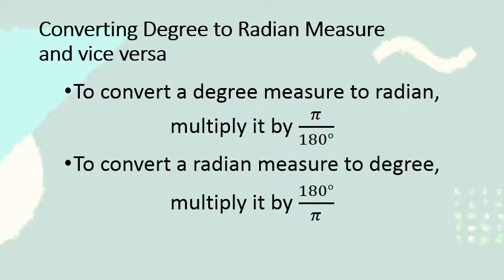Okay. So to summarize, for the conversion of measures from degree to radian and vice versa, we convert degree measure to radian measure by multiplying the given number by pi over 180, and the reverse process, which is to convert the radian measure to degree measure, we multiply it by 180 degrees over pi.